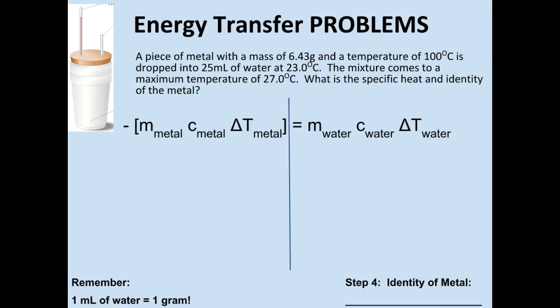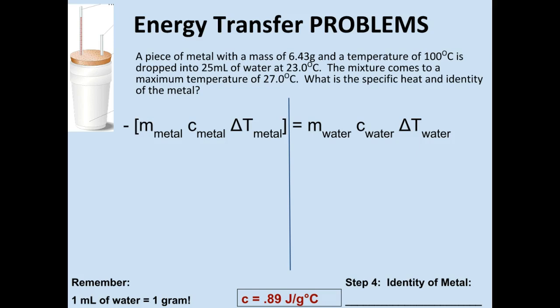So here we've listed our equation at the top. We've divided our page in half. We know that our negative Q is what lost energy, and our positive Q is what gained energy. We know the metal lost energy, the water gained energy. You should be able to now list your M1 or your M metal, your C1 or your C metal, and your delta T or your delta T metal on the left, and then list those variables on the right.